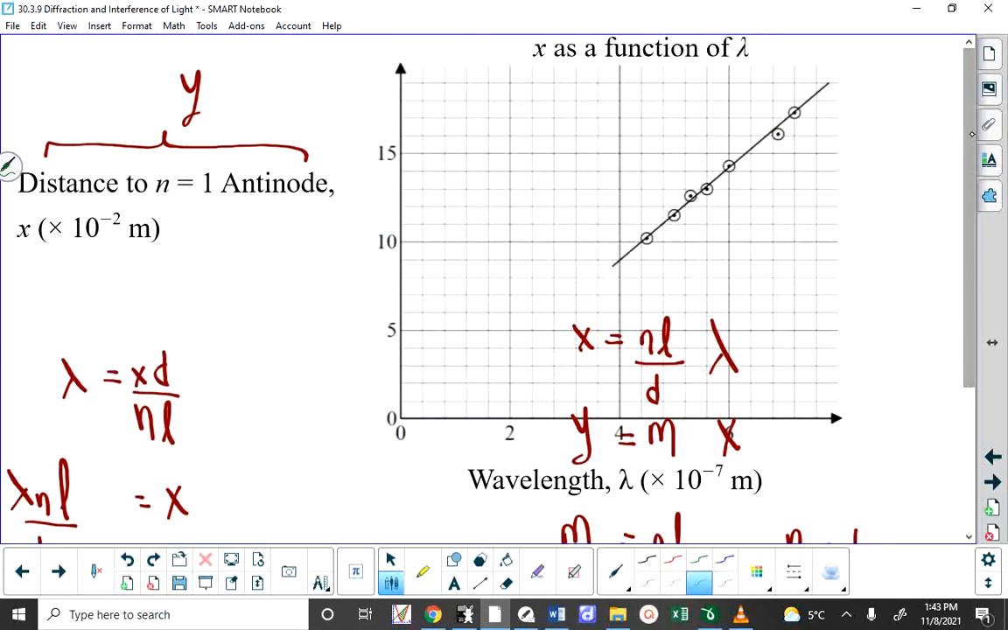I'm going to take this point right here and take this one here. My rise, it's up at 19 and it goes down to 9. My rise is 10 times 10 to the negative 2. 1, 2, 3, 4, 5, 6, 7, 8, 9, 10. Yep. And that's in meters.